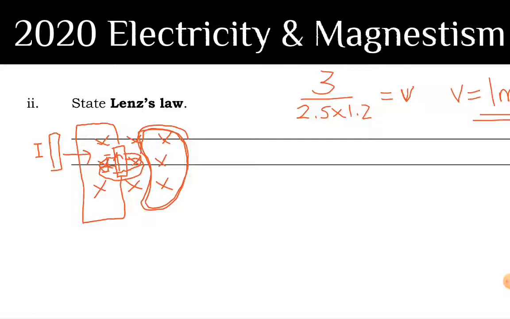We cannot just get this current for free. You have to put in work in order to produce that current. And so you have to push a little bit harder to counteract the force which is opposing the motion.